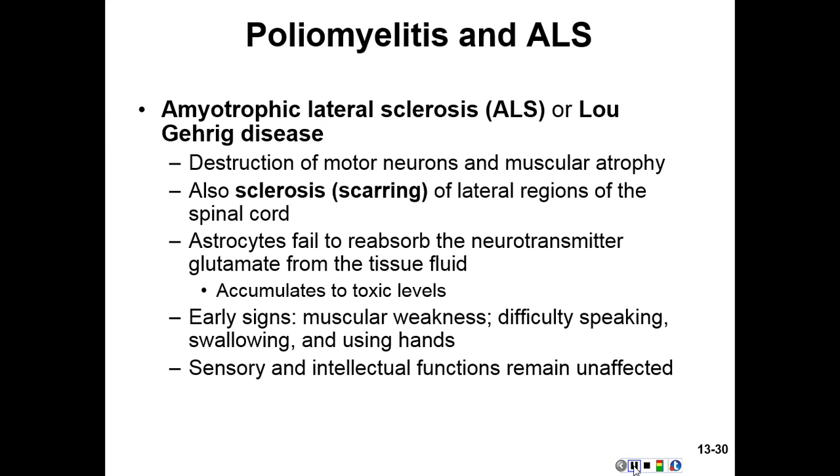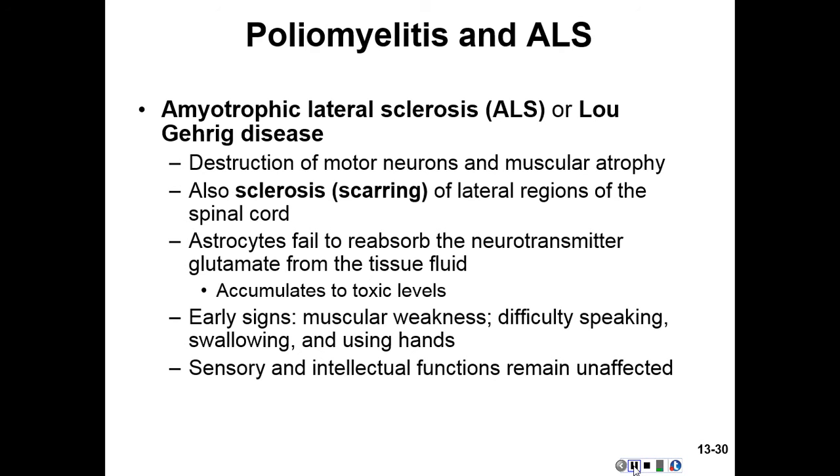Amyotrophic lateral sclerosis. Now remember, sclerosis means scarring or hardening, just like arteriosclerotic diseases, thickening and narrowing of the blood vessels. So again, when you damage the motor neuron, that muscle can atrophy or shrink. Scarring can occur. Now, one of the glial cells is the astrocytes.